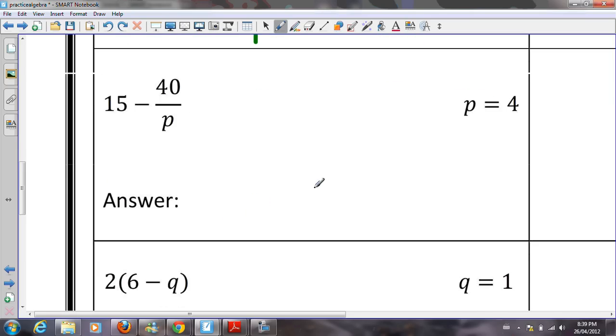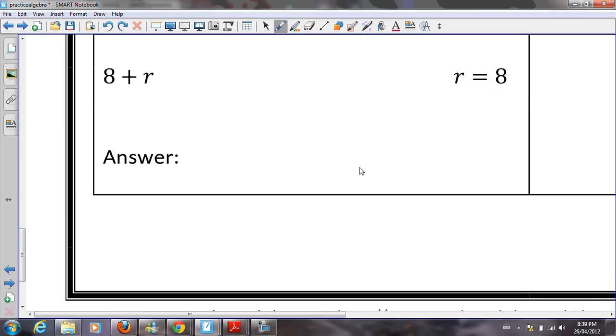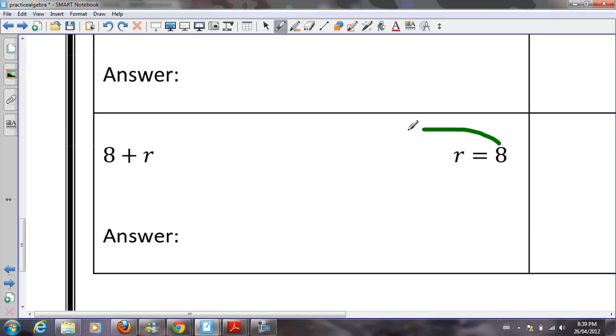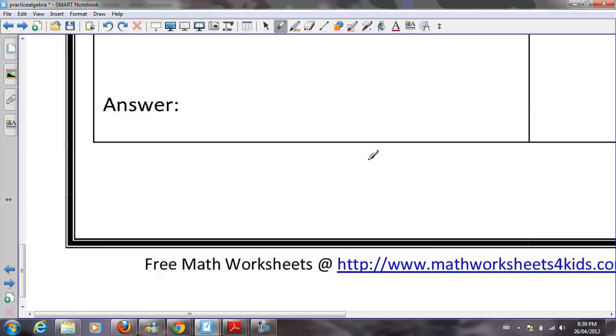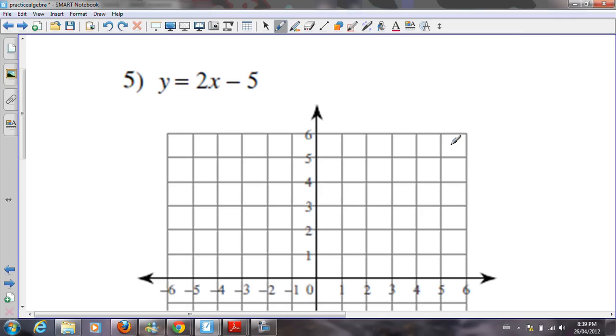All the answers are given to you anyway, so this is just a practice that you can go ahead and work on. Now, why do you need to know how to plug in certain numbers and solve and get an answer? Because when you start the graphing coming up next, you're going to be given something with x and y, and you're going to have to plug in your own numbers.